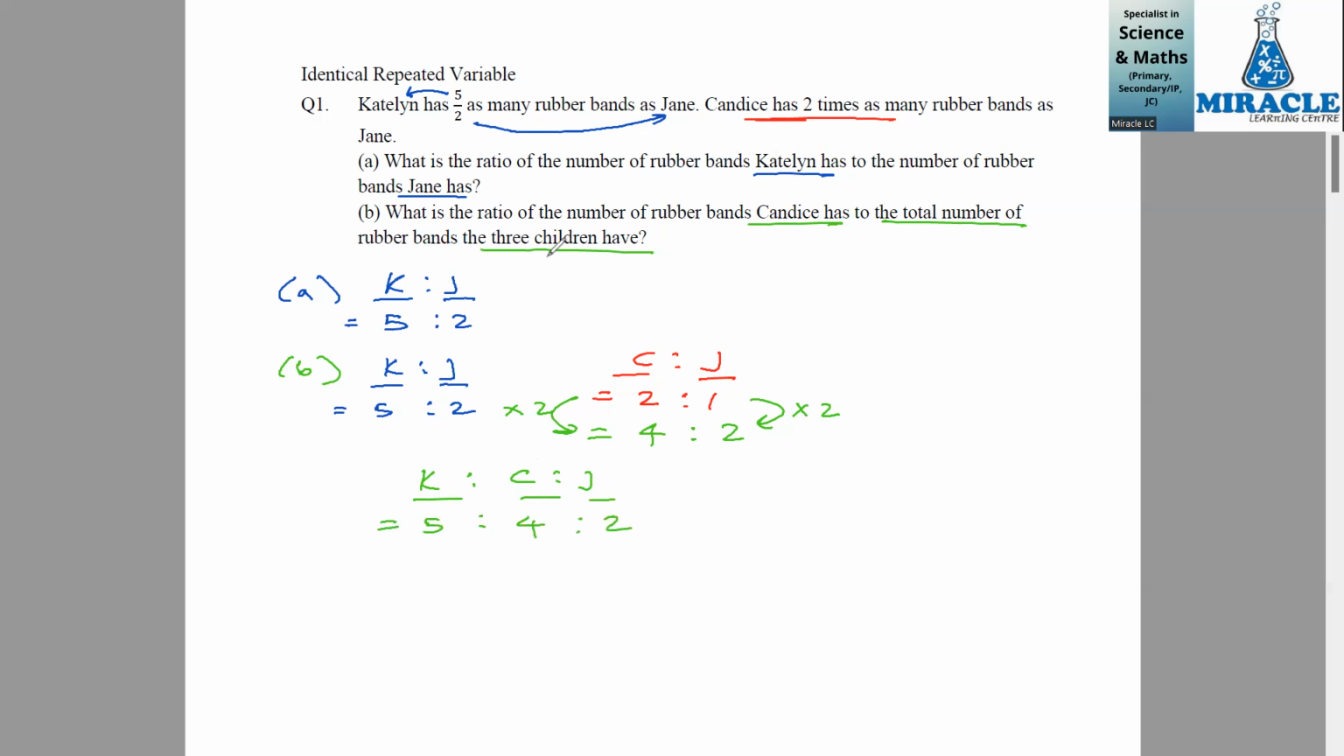And the question wants us to find the ratio of the number of rubber bands Candice has to the total number of rubber bands the 3 children have. And this would be 4 to 5 plus 4 plus 2, which gives us 11. So this is your final answer for question 1B.